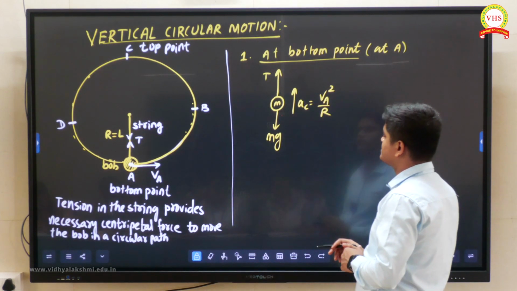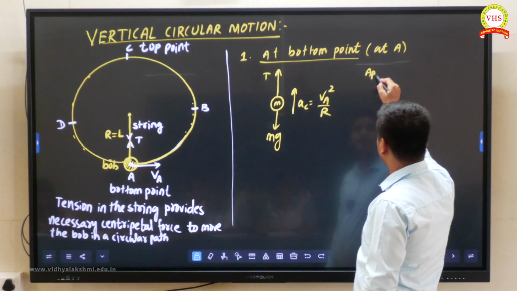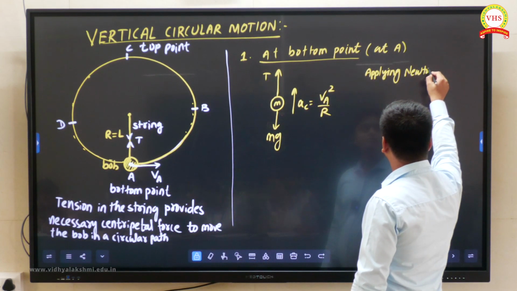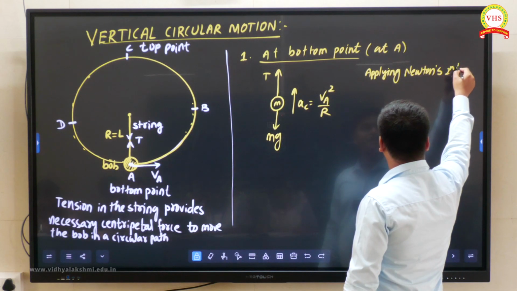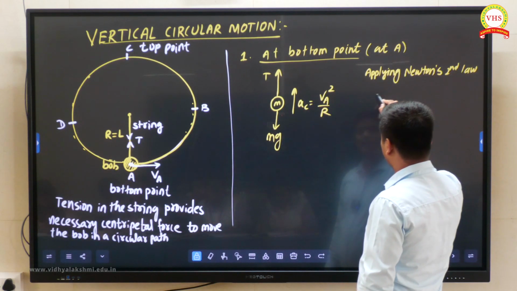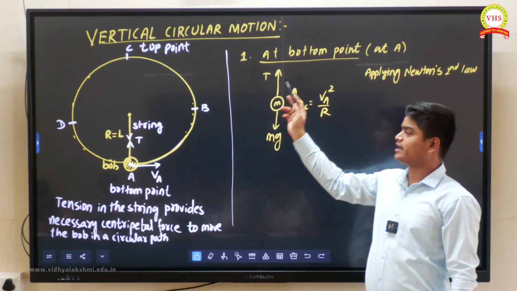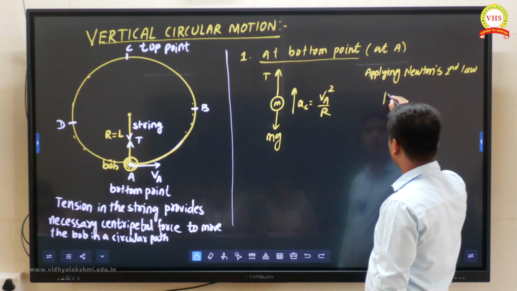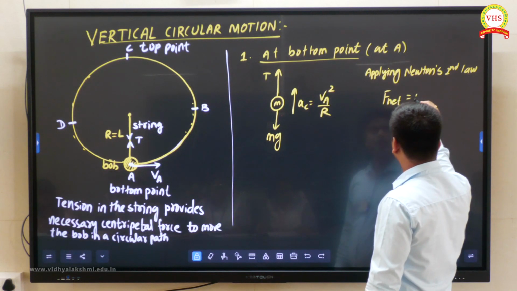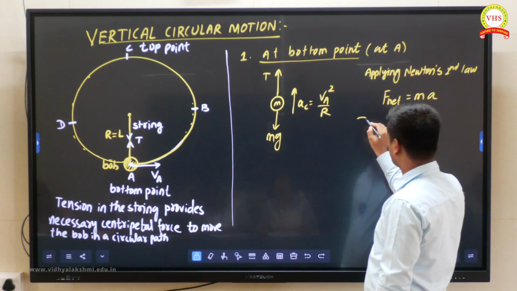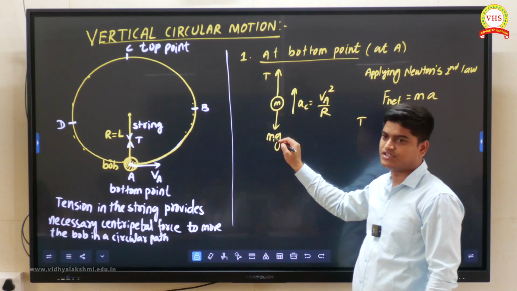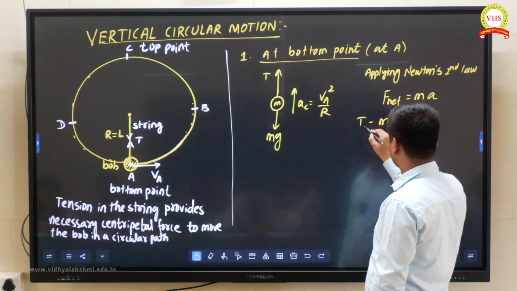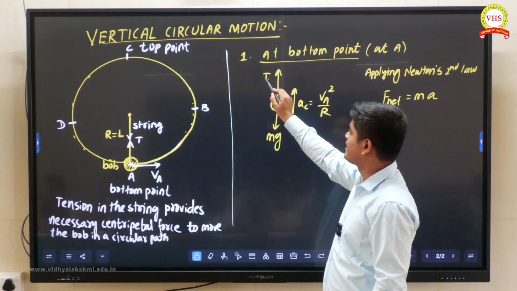Now SC is this much. Now if you apply here Newton's second law, what will I get? Acceleration is in the upward direction, tension is in the upward direction. Now you know F net equals mass times acceleration. What is the net force here? T minus mg, because acceleration is upward, so T minus mg, or TA I'll write here because it is the tension at A.